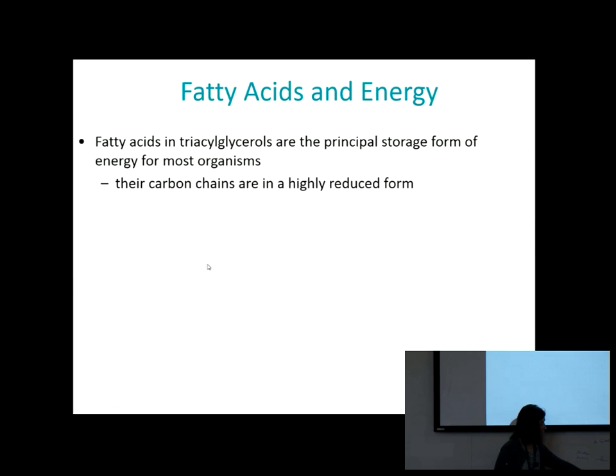So I said the carbons in the chain of our fats are highly reduced. Remember, carbon-hydrogen bonds are a reduced form of carbon. Carbon-oxygen bonds are the oxidized form of carbon. Carbon dioxide is the ultimately oxidized carbon. That's why it's the product of burning. Burning is the same thing as oxidation. When you burn, you react with oxygen.